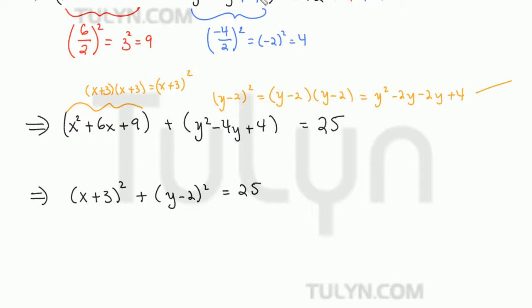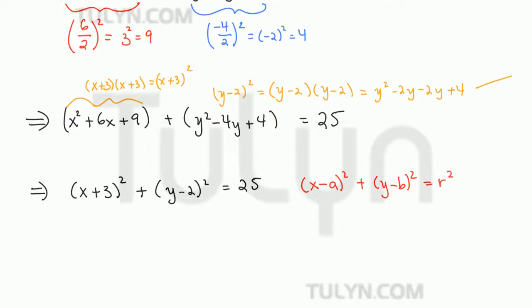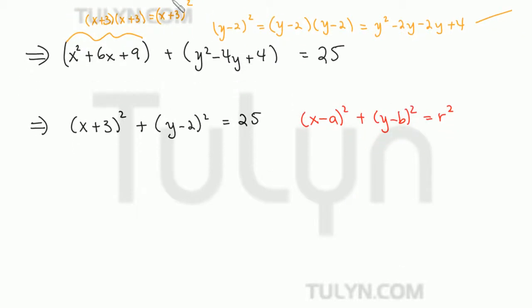And now this is looking a little bit like the equation for a circle, right? We're just missing a little bit of cleaning up because we want it to look like x minus a squared plus y minus b squared is equal to r squared, because that way it's the easiest way to find the center and the radius. So let's do that. So x plus 3 can be written as x minus negative 3 squared. The y minus 2 can stay the same since it looks like y minus b. And then 25 is written as 5 squared.